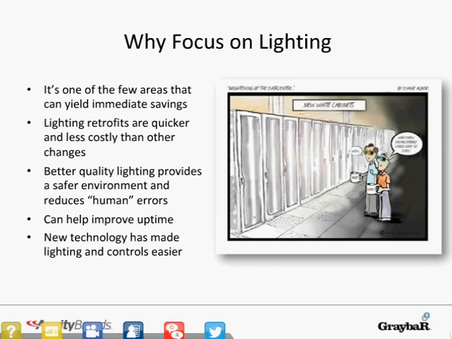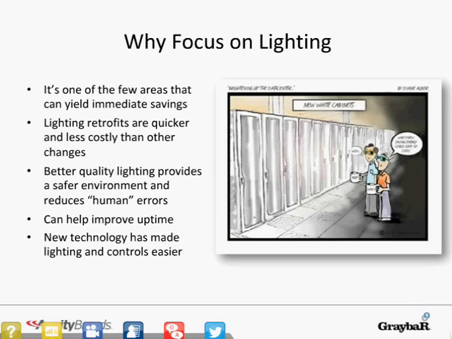Better lighting can improve uptime. In the data center business, we all know uptime is king. Nothing is more important than keeping the networks and the equipment up and running. We all know the cost of downtime. Poor lighting can lead to errors, which in the end will cost money for everybody.